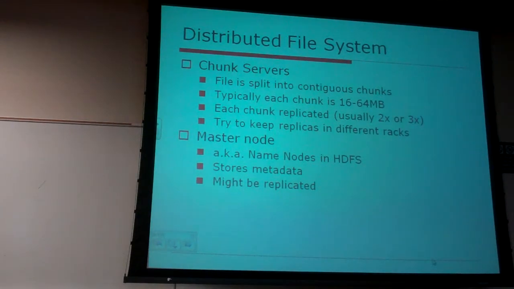A file is the following sequence of chunks, and this chunk is there, this chunk is there, and so on. So it has a pointer system. The master node itself would be replicated, so that if this master node goes down, some other master node will take its place. Everything is replicated, within reasonable bounds.